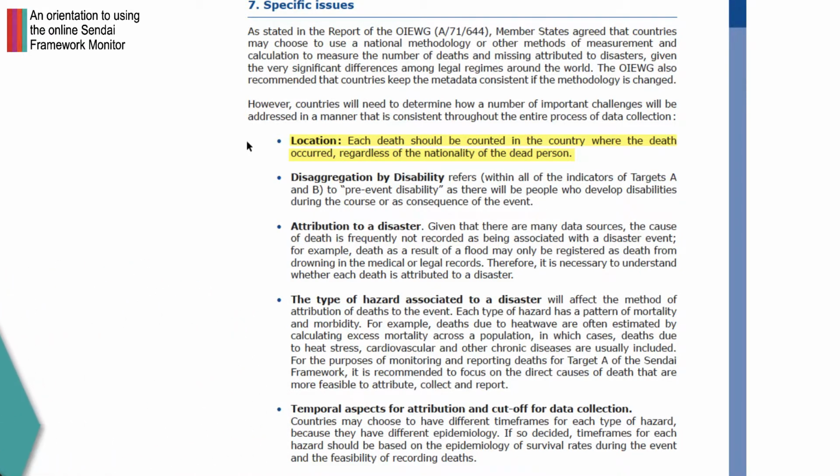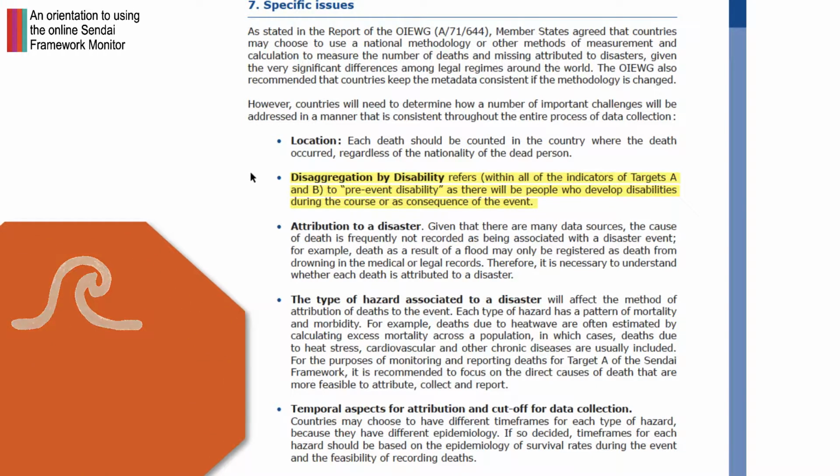Another example of a specific issue is disaggregation by disability. In all cases, disability refers to pre-hazardous event disability, and not people who acquired disabilities during the event or as a result of the event.